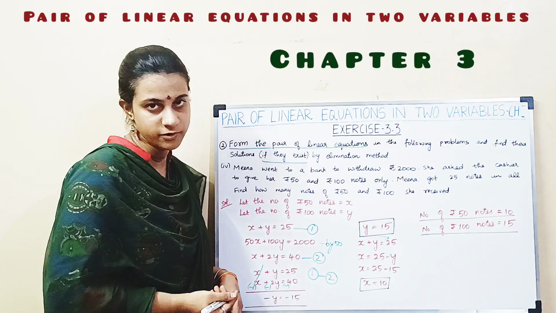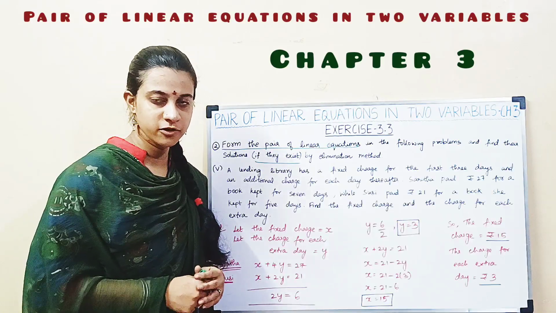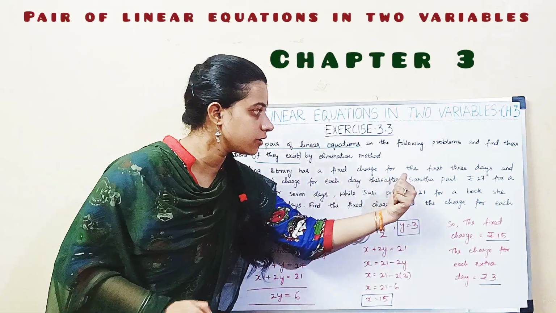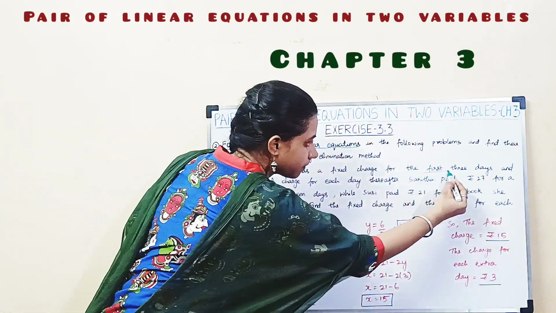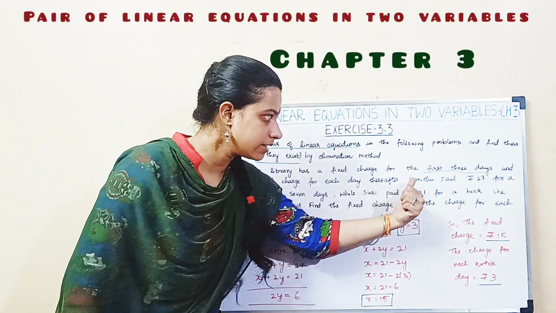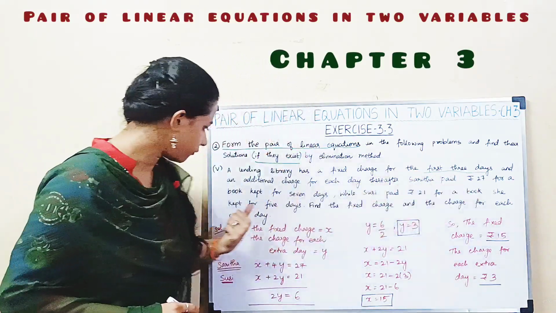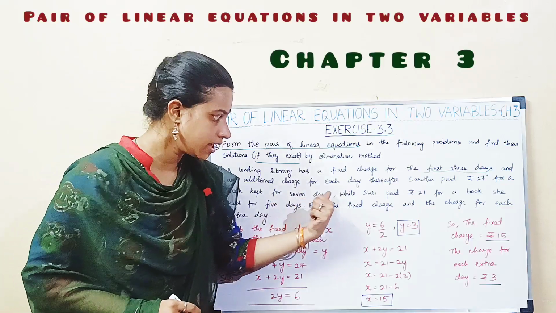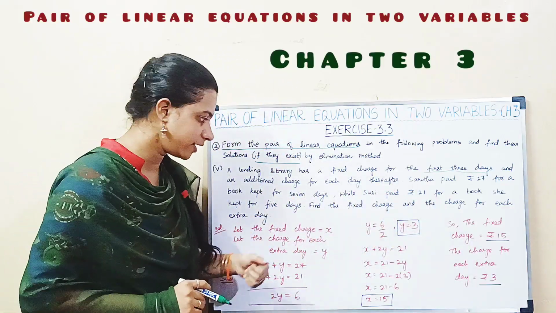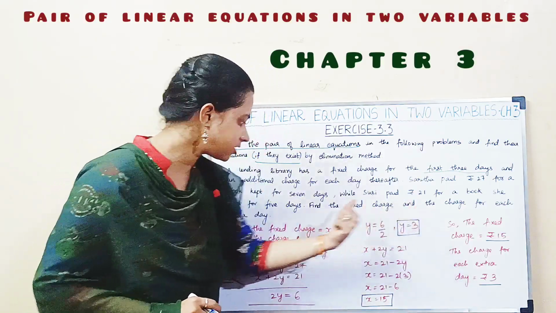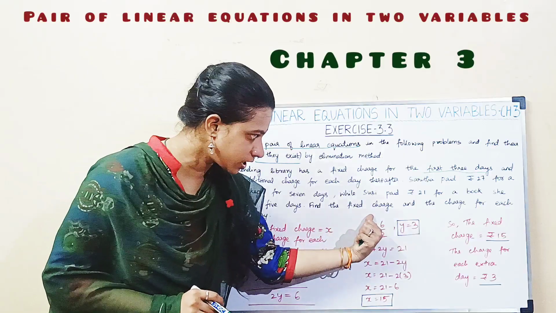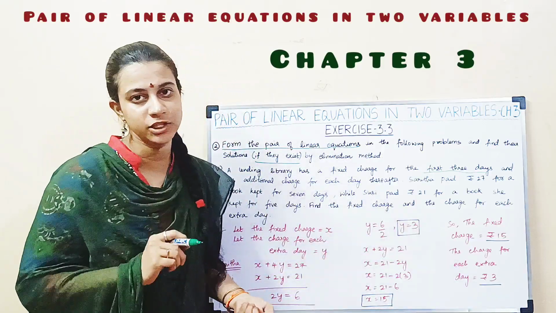Now let's move on to the fifth subdivision. Coming to the fifth subdivision, the question reads that a lending library has a fixed charge for the first 3 days and an additional charge for each day thereafter. Sarita paid rupees 27 for a book she kept for 7 days, while Susie paid rupees 21 for a book she kept for 5 days. Find the fixed charge and the charge for each extra day. So what we have to find? We have to find the fixed charge and we have to find the charge for each extra day.